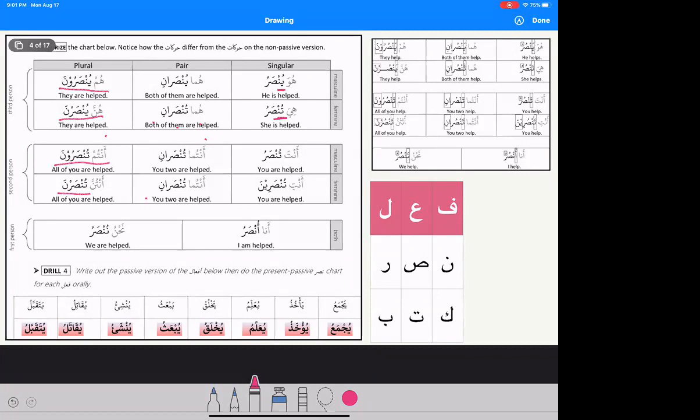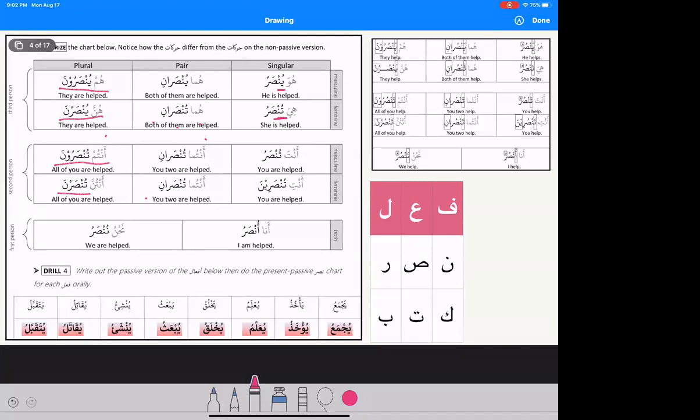So now write out the passive version of these fails. Let's do them. So yajma'u. So ya, instead of now having fatha, we are going to change into dhamma. So that will become yuj, and ma already has fatha. So we don't have to make any changes. So yujma'u. Okay, so let's do huwa yujma'u, huma yujma'ani, hum yujma'una.